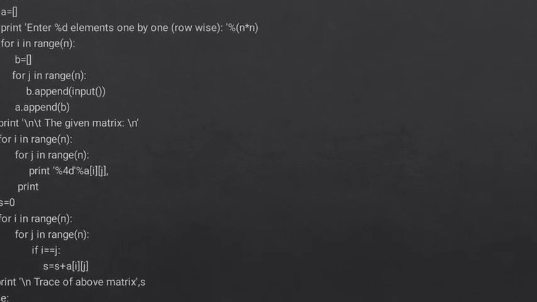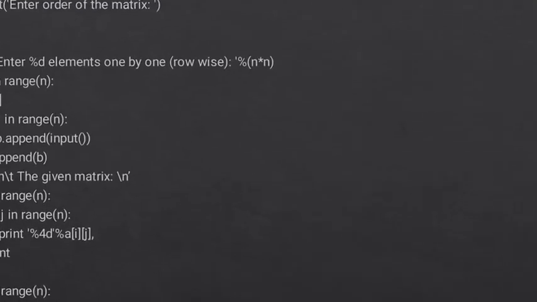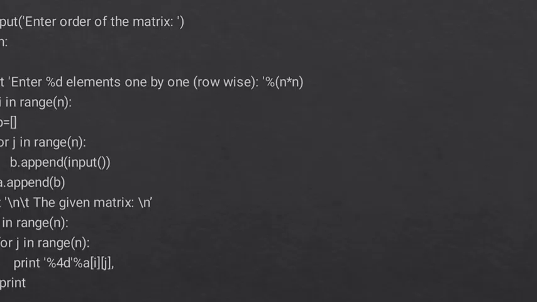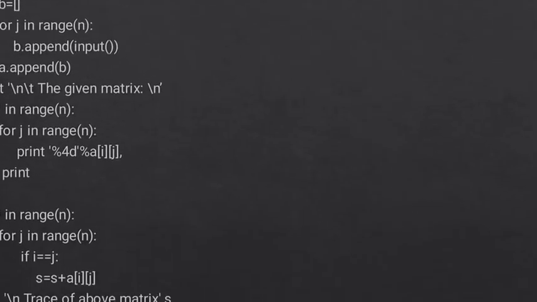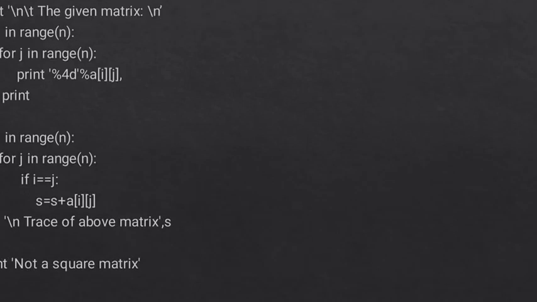And here we have the program. Here first we type m and n, we enter the order of the matrix. So m is the number of rows of the matrix, n is the number of columns. So only if m is equal to n, that is only if the matrix is a square matrix, can we find the trace of the matrix. Else we type print not a square matrix.